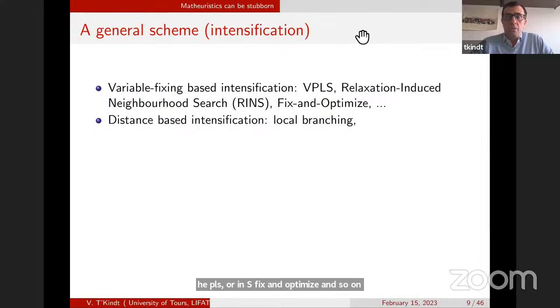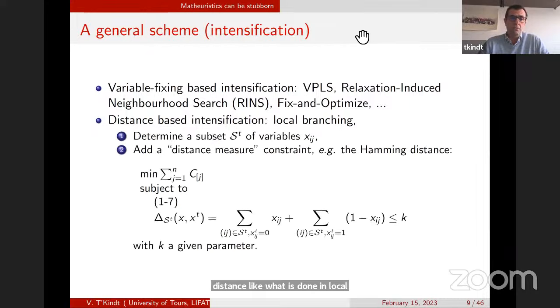There is another way to define neighborhoods, which is to use a distance, like what is done in local branching, for those who know about local branching. Typically, again, you determine a subset of variables, ST, but you say now that you'll count the number of changes from the solution that you'll compute to the solution ST that you have.